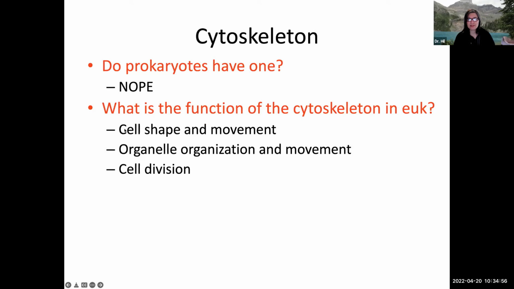So the shape of the cell, sort of the overall shape, is provided by microtubules often, and then finer things like little finger-like projections are supported by actin. Movement is also supported by both microtubules and actin, in the sense that flagella and cilia are made of microtubules, and then if you have something like an amoeba that has crawling movement, they use actin for that.